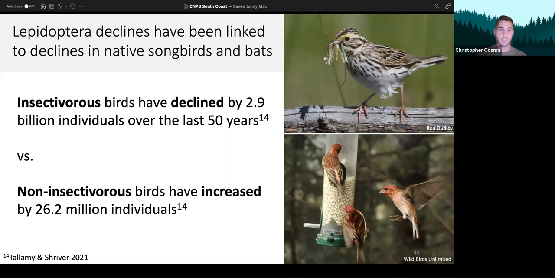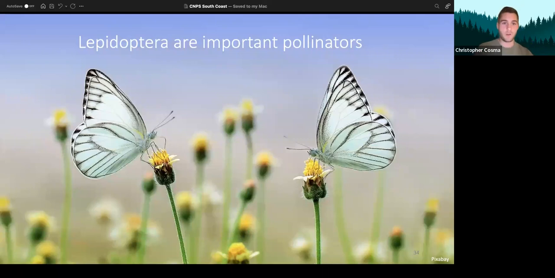So another study by Doug Tallamy showed that insect-eating birds, so those birds that predominantly rely on insects for their diet, have declined by a crazy amount in the U.S., 2.9 billion individuals over the last 50 years. Our native bird populations are not doing well. Now, in contrast to that, non-insect-eating birds, those that eat seeds or other sources of food besides insects, have actually increased by 26.2 million individuals over the last 50 years. So we see this drastic difference in bird populations that rely on insects and those that don't. So they're really important for our food webs.